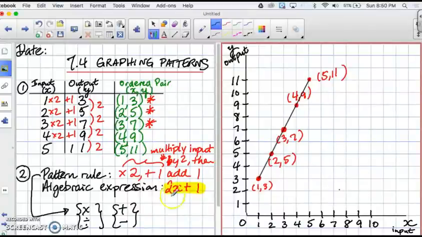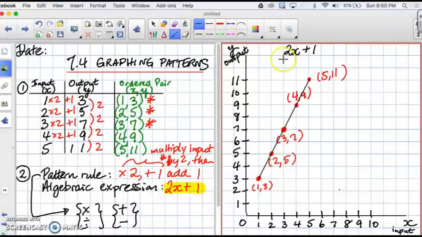Now, an appropriate title for this graph, you could say number of tiles in a pattern, but that's pretty general. I would actually use what the algebraic expression is, or the rule. It's 2x plus 1, because that actually sets you up for later on when you're dealing with functions. And I'm going to underline that with a ruler.